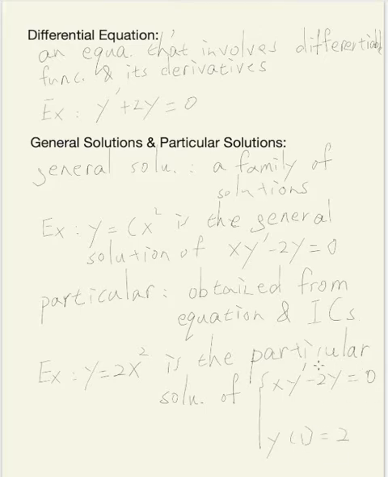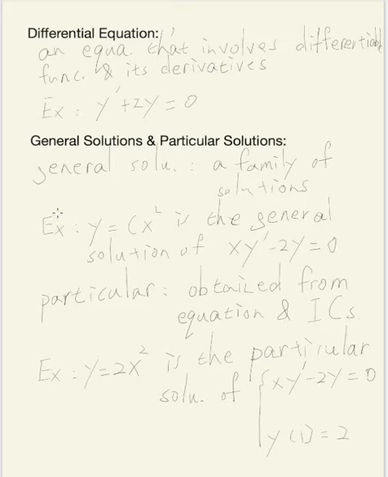Note that the equation itself will only give you a general solution. You will end up with the arbitrary constant, but with the help of an initial condition here, we can plug the initial condition into the equation and solve for c. So we have a particular solution, y equals 2x squared.